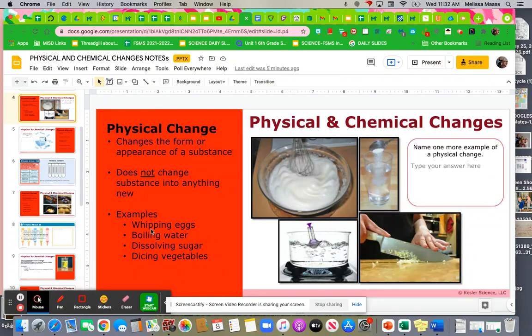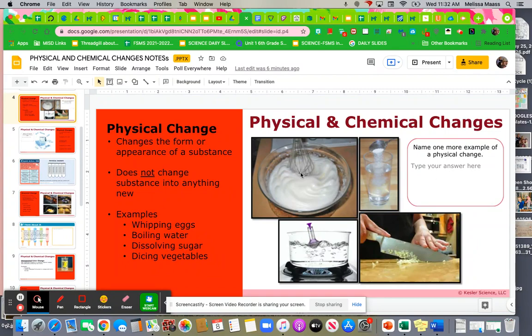So words like this, whipping, boiling, dissolving, dicing, or tearing, could be examples of physical changes, okay? So you have to name one more example of a physical change. If you can think of one, go ahead and put it on there. Even the paper example we did the other day, okay? I gave you even an example of dissolving sugar. I said Kool-Aid.